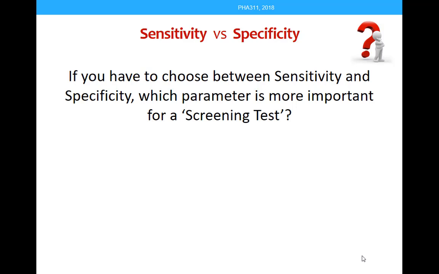Would you like to have a more specific test for screening patients, or would you like to have a more sensitive test for screening patients? Remember, this is a screening test. It's not a confirmatory diagnostic test. So you're screening the whole population, 100,000 people. You want to screen them. So in this case, sensitivity is more important. Why would you say so? Just a large number of people.